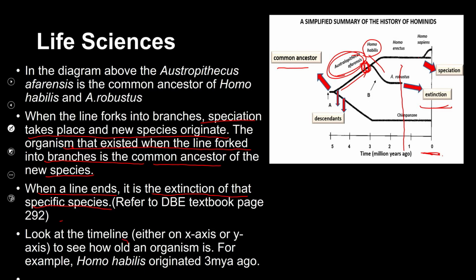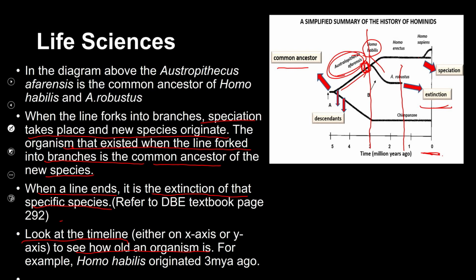Okay, so we can have a look at the timeline at the bottom. It would be either on the x-axis or the y-axis, and we can then determine how old an organism is. So these are the kind of questions you would be asked. For example, here, Homo habilis, let's have a look at where this speciation event occurred, and it's around about 3 million years ago. So you can be asked various questions.